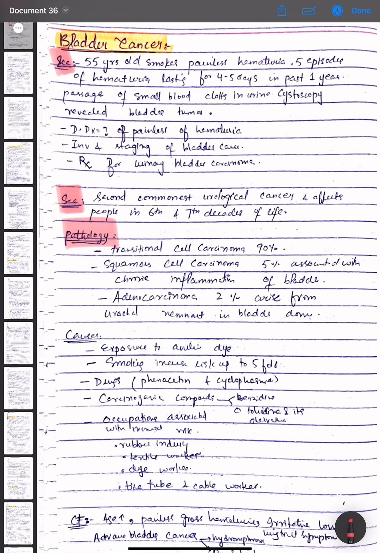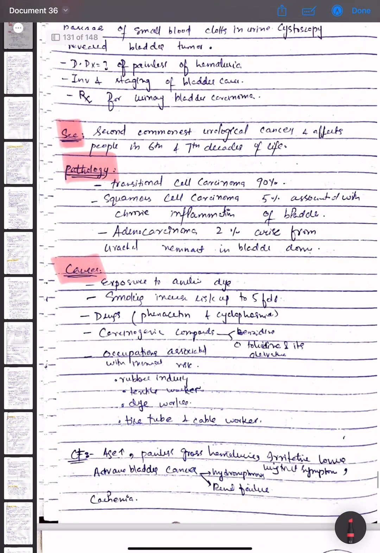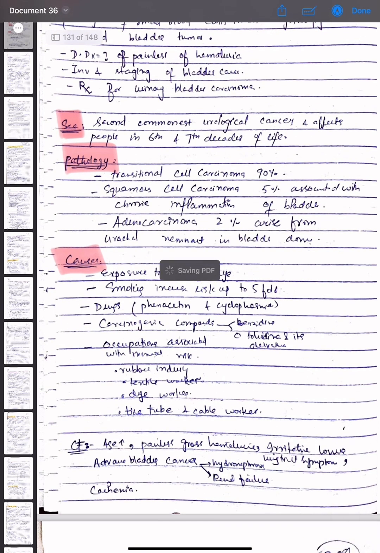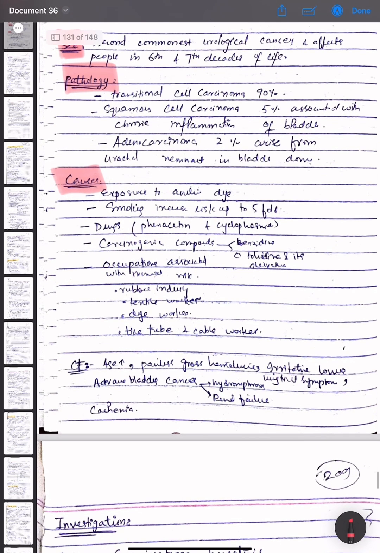What are the causes? Exposure to aniline dye, smoking which increases risk up to 5-fold, drugs that is phenacetin and cyclophosphamide, carcinogenic compounds that is benzidine and toluidine and their derivatives, and the occupations associated with increased risk: rubber industry, textile workers, dye workers, tire, tube and cable workers.